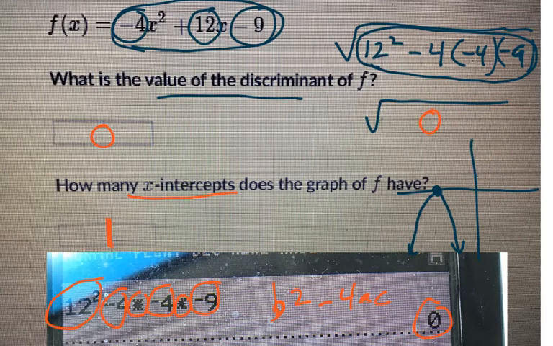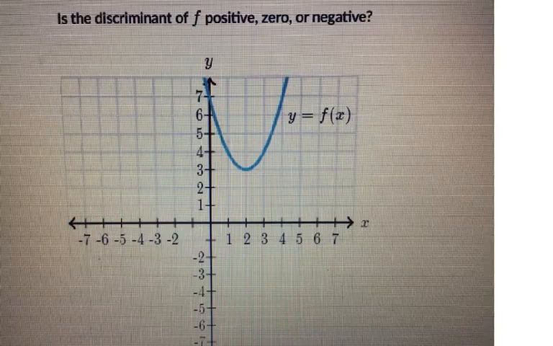That's what we call a double root. So when the discriminant is 0, you have a double root. You have one repeating answer. And it's actually going to be the vertex for the quadratic. Okay? All right, let's do another one.